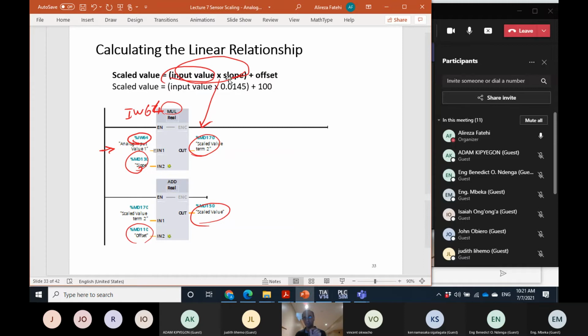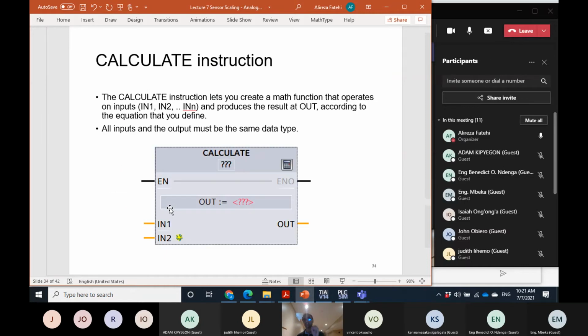First addition, so each time we can implement just one function, for example the multiplication. Then for the summation, we need another instruction, okay? Siemens PLC provides a special instruction called calculate. By calculate, you can implement the whole formula at once, all at the same time. This is special for Siemens PLC.